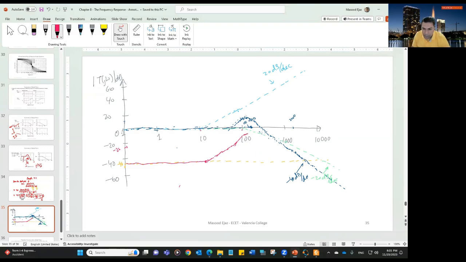And then I stop decreasing actually by negative 20. So this is going to cancel each other. So I will only have this left at 100. And it's going to go up a little bit. And then it's going to become constant at negative 26 decibel. Something like that.